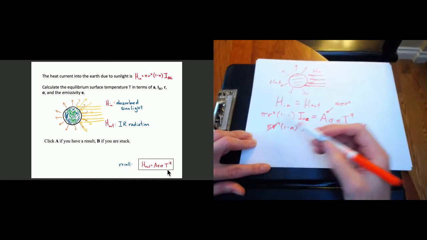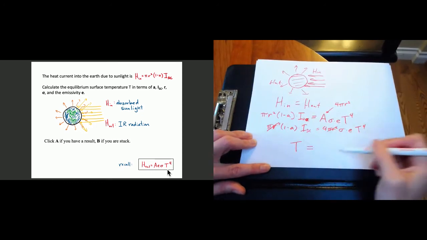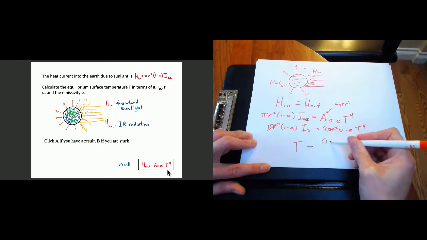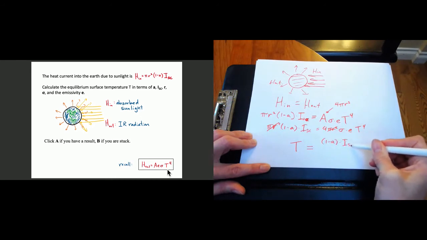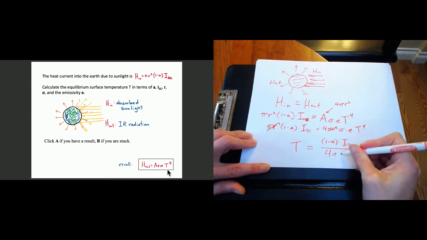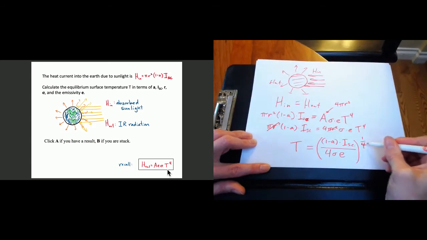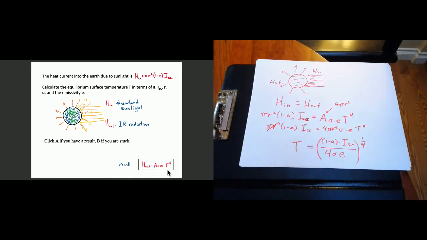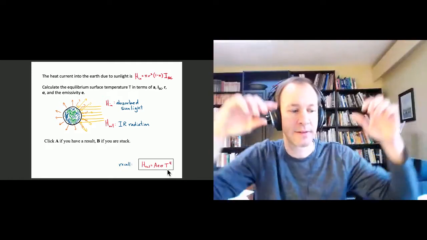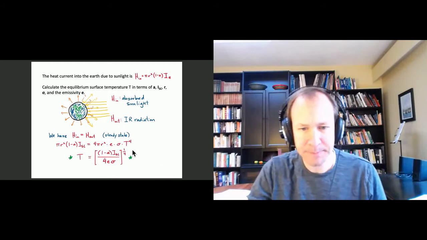And it turns out that the pi r squareds cancel on both sides. And so if we rearrange this formula, then what we end up with is (1 minus A) times I, the solar constant, divided by 4 sigma E. And now we take the 1/4 power in order to isolate the temperature. Okay, so that is our result. That is our prediction for the surface temperature of the Earth, based on those various factors. Okay, here it is again.